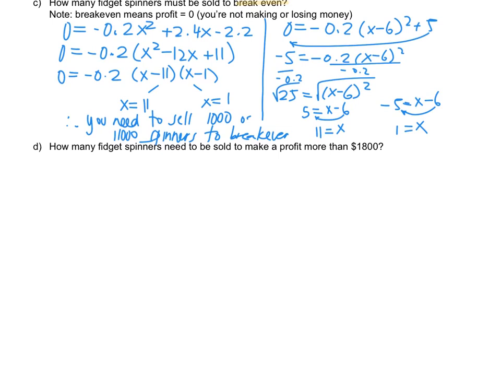How many fidget spinners need to be sold to make a profit more than $1,800? Now, we first have to take this profit, and we can't just take this profit and put it in for P, because we know that the profit P is in thousands. So our actual value for the variable is 1.8. You're taking that 1,800 and you're dividing it by 1,000 to get the actual variable. So I'm going to set P equal to 1.8.